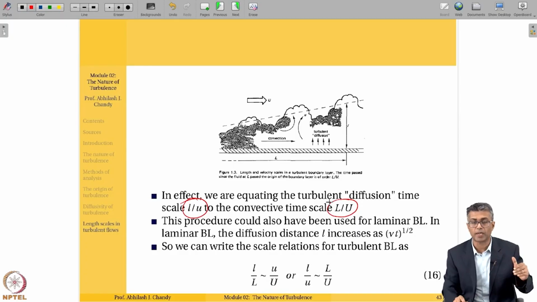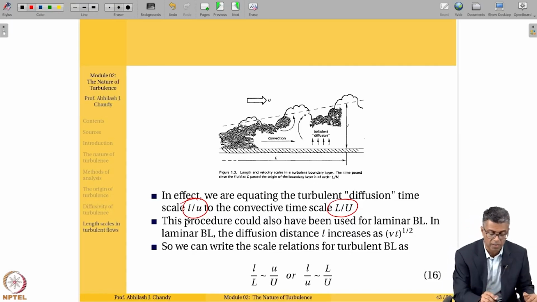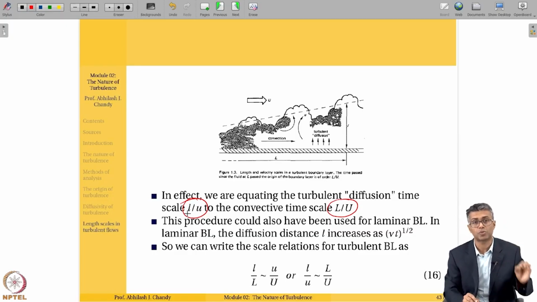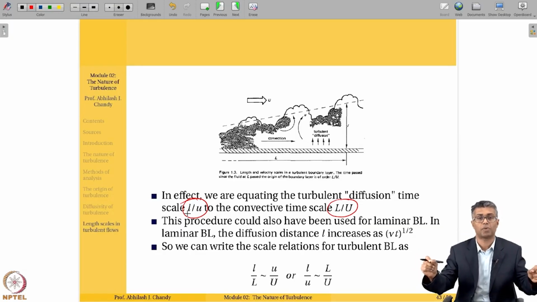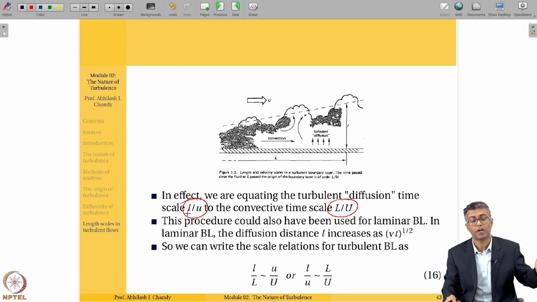So earlier we looked at the diffusive length scale relative to the convective length scale. Now we want to look at it in terms of time scales. So you have a diffusive time scale, which would be small l over small u. This small l is the diffusive length scale and small u is the characteristic velocity in the small scales. Then you have a convective time scale, which is capital L, the large length scale or the length of the plate under consideration, divided by capital U, which is of the order of magnitude of the velocity that is coming onto the plate.